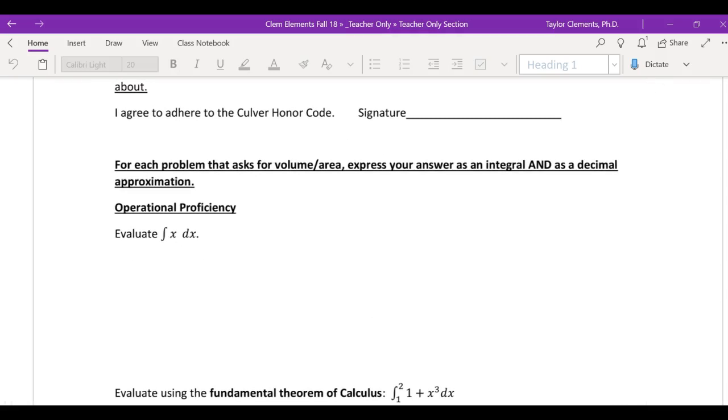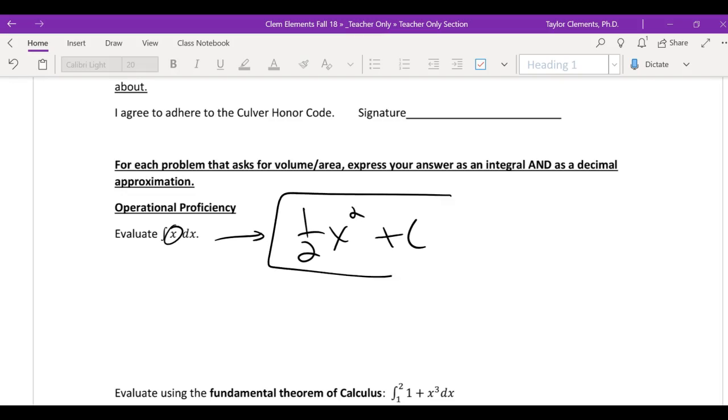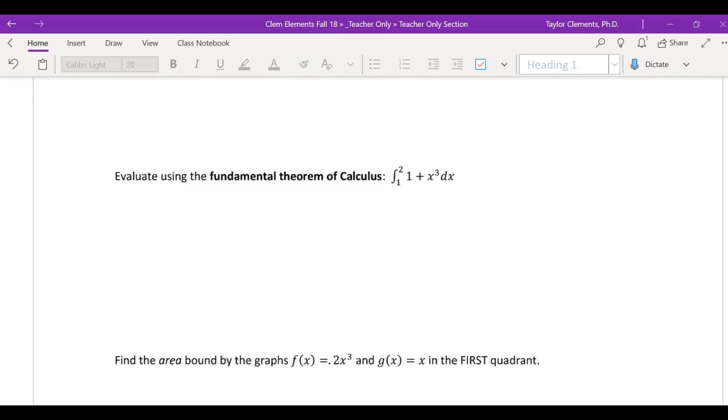All right, so evaluate the integral of x dx. It's actually a simple problem, although it looks kind of difficult. We just find the antiderivative of x, which is 1/2 x squared, and don't forget to add plus c. That's it.